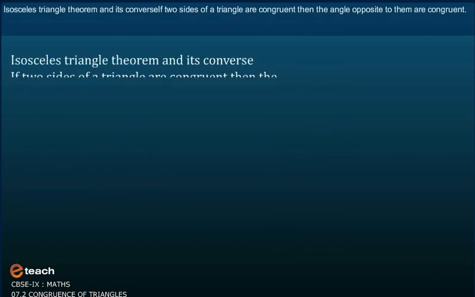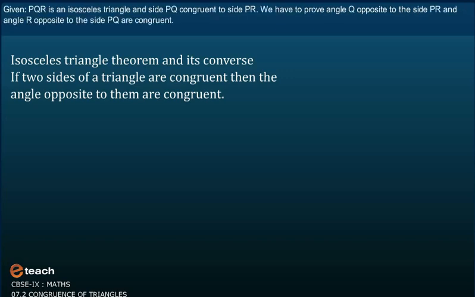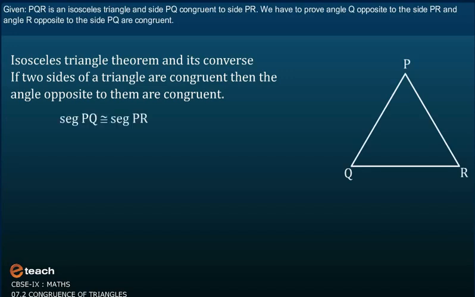Isosceles triangle theorem and its converse. If two sides of a triangle are congruent, then the angles opposite to them are congruent. Given that PQR is an isosceles triangle and side PQ is congruent to side PR, we have to prove that angle Q opposite to side PR and angle R opposite to side PQ are congruent.